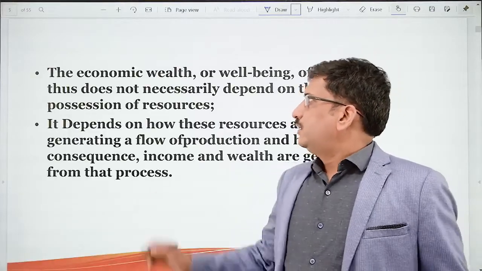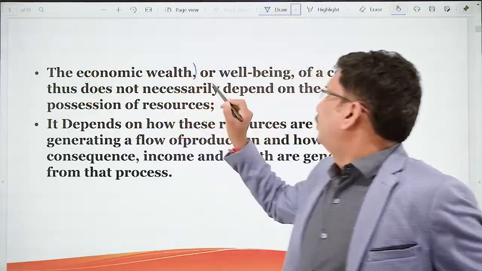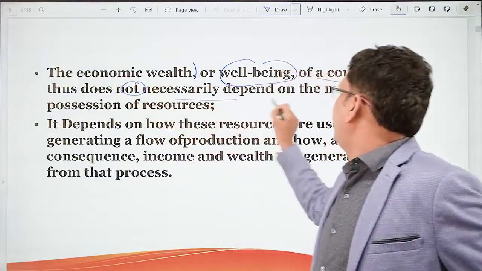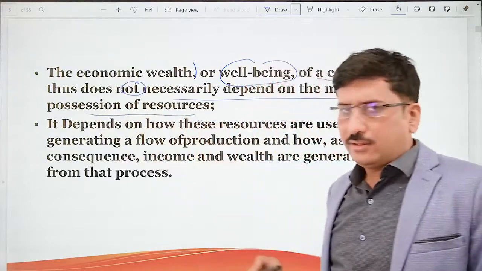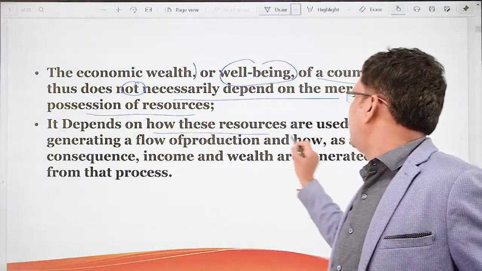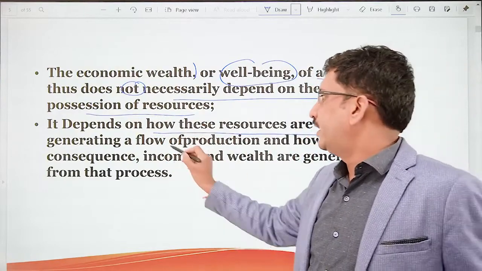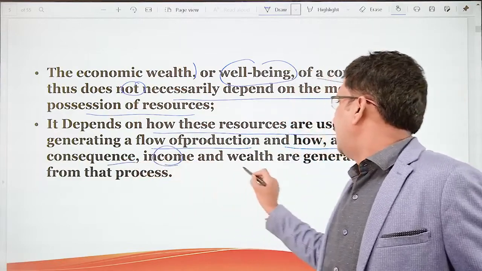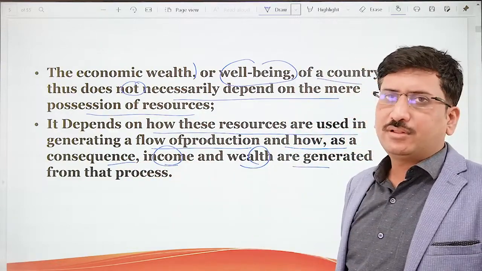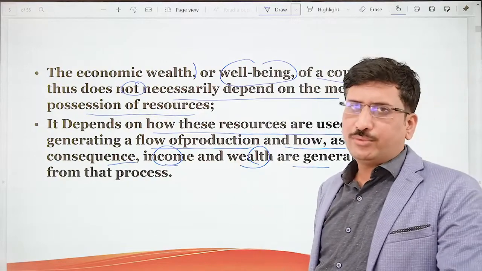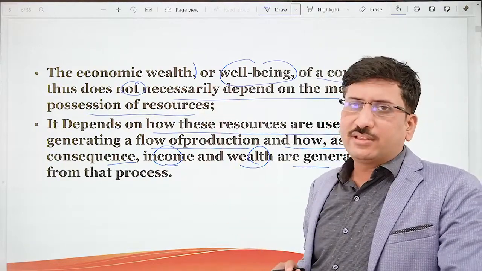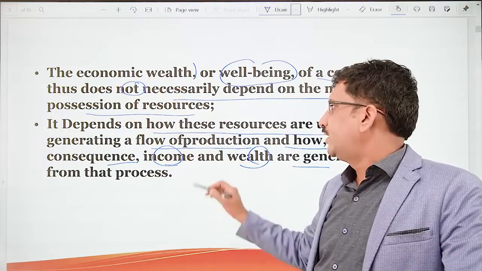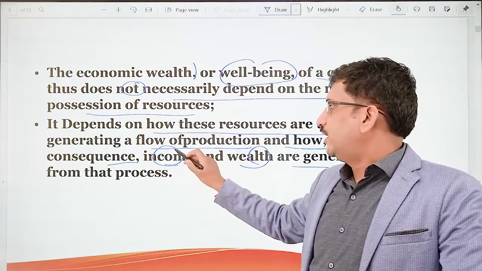The economic wealth, or well-being of a country thus does not necessarily depend on the possession of resources. Then it depends on how these resources are used in generating a flow of production and how, as a consequence, income and wealth are generated from that process. So it is very much true. It is not by having just natural resources, but how actually the resources are being used in order to produce something and generate income.